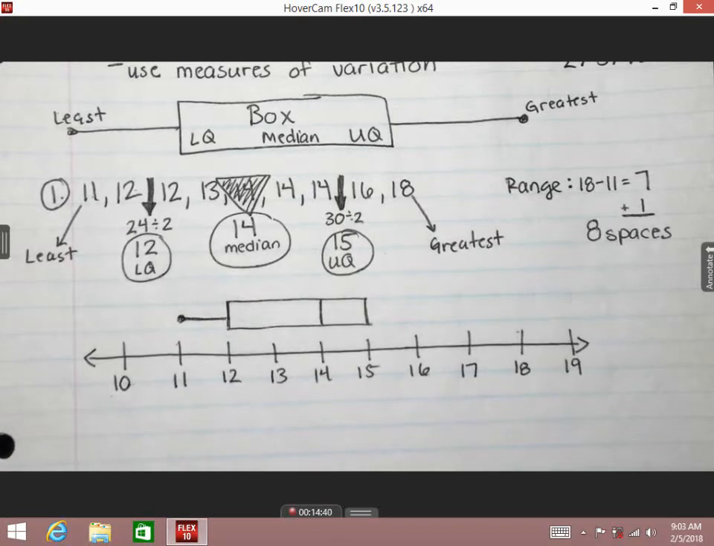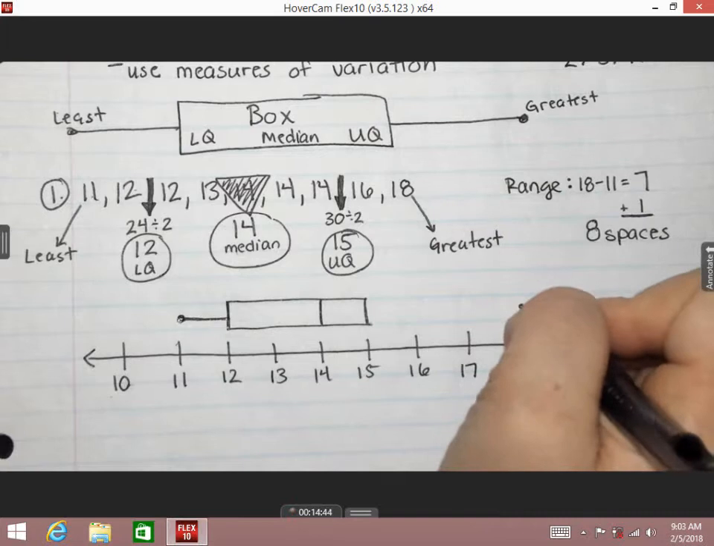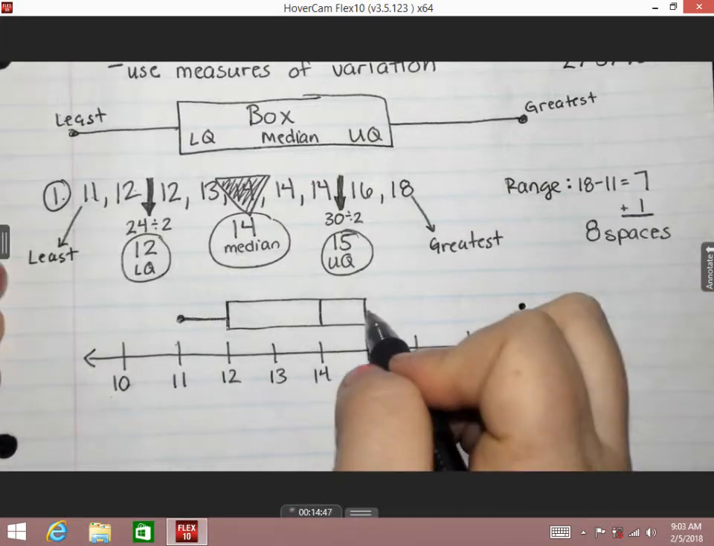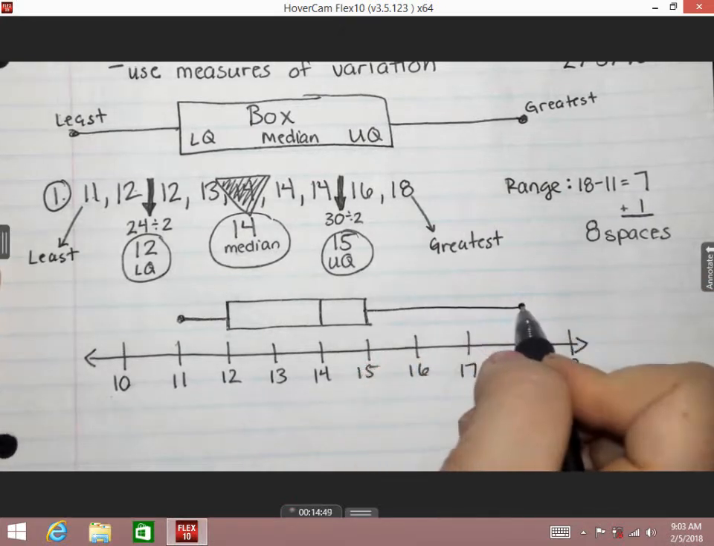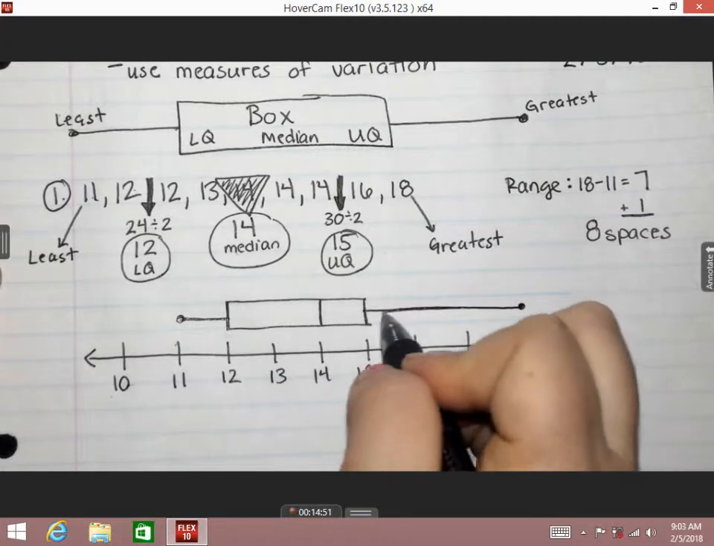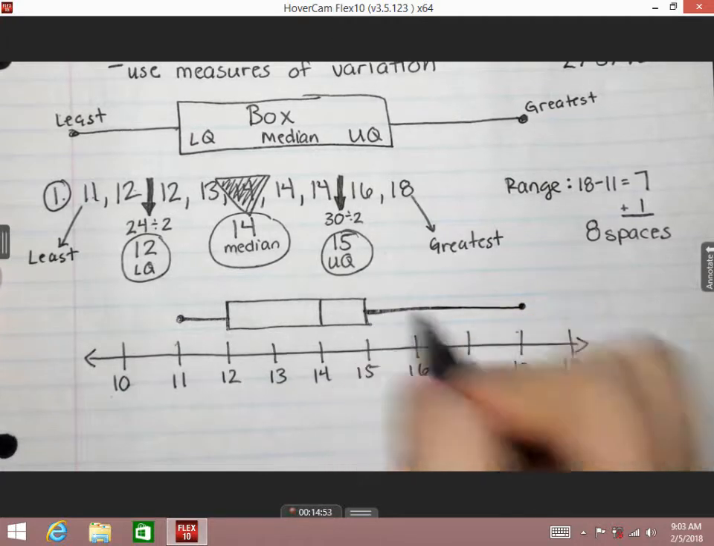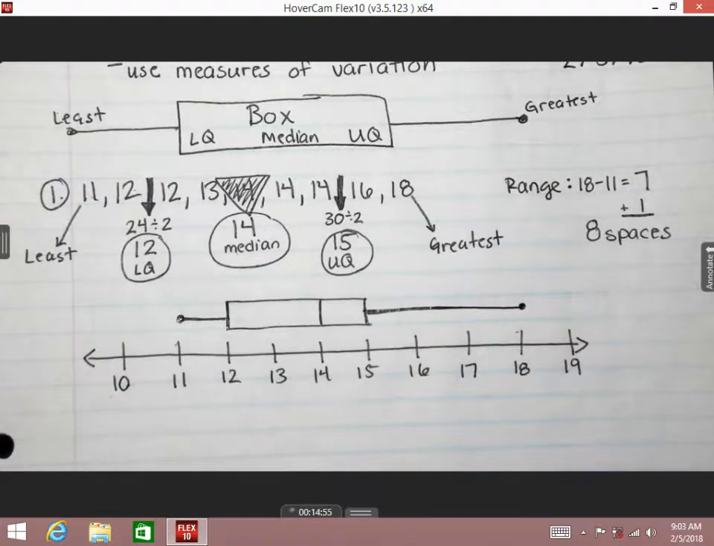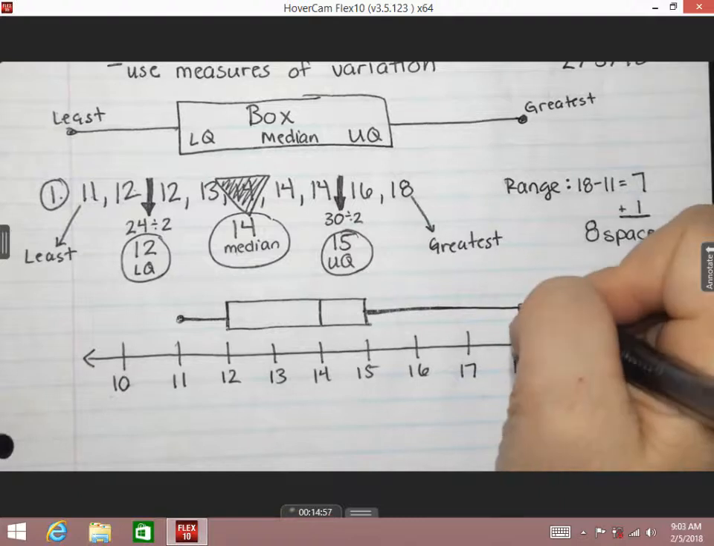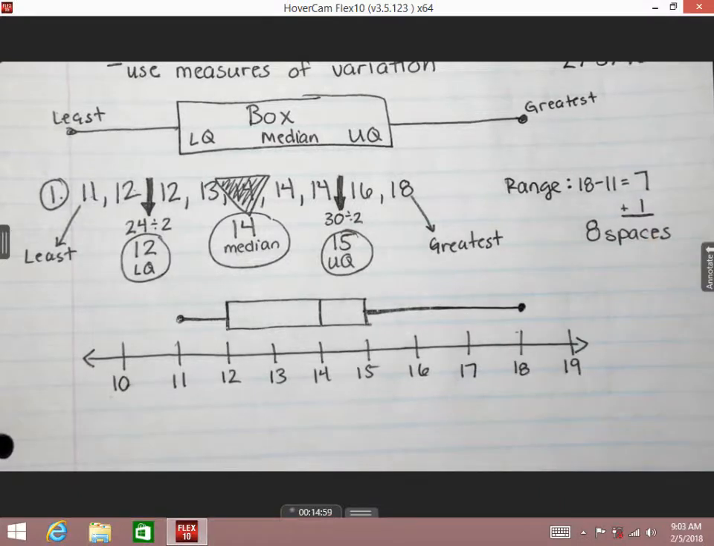And then we're going to do the same thing with our greatest value, 18. We're going to put a dot. And then I'm going to connect it with a whisker. Okay. That's it. Ta-da! You just made a box and whisker. Tomorrow we're going to ask more questions about what information it tells you. For right now, we're just focusing on, can you put all the important points on there?